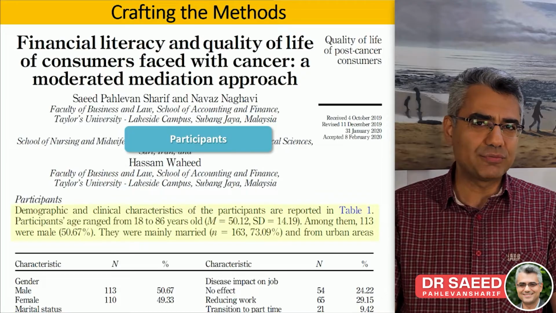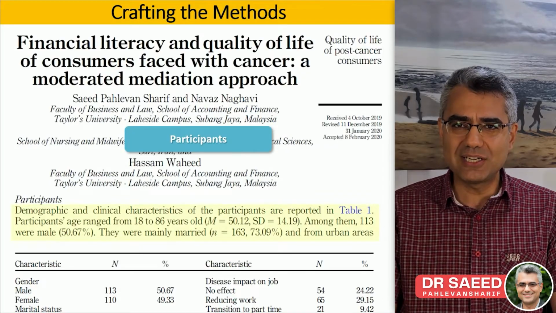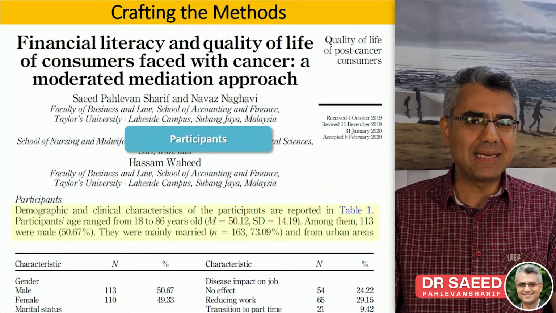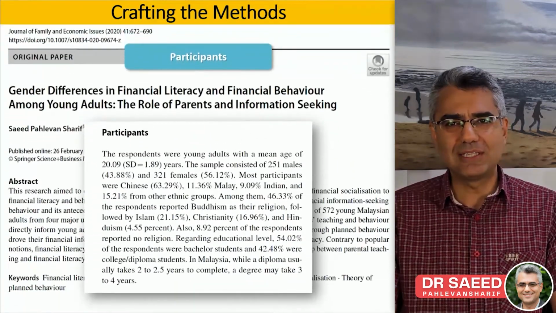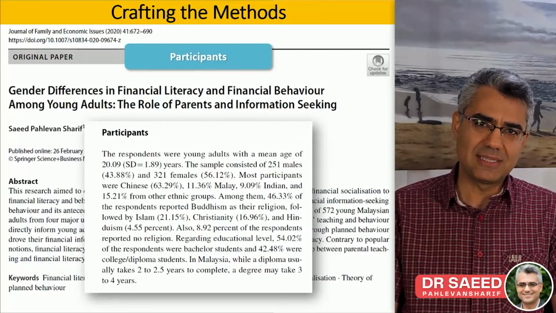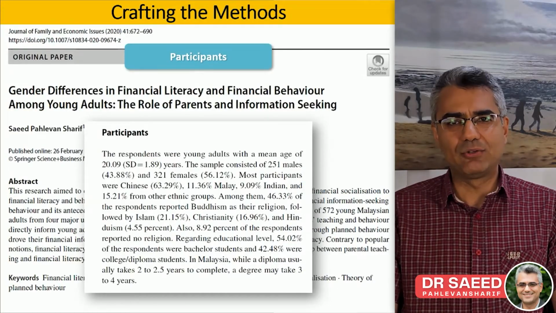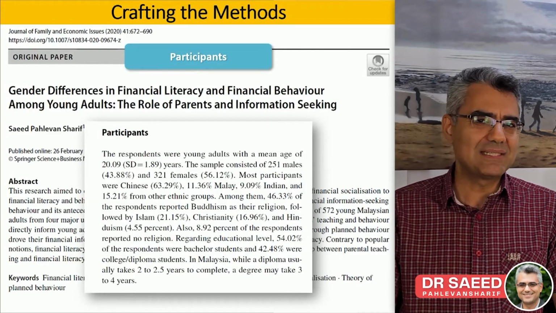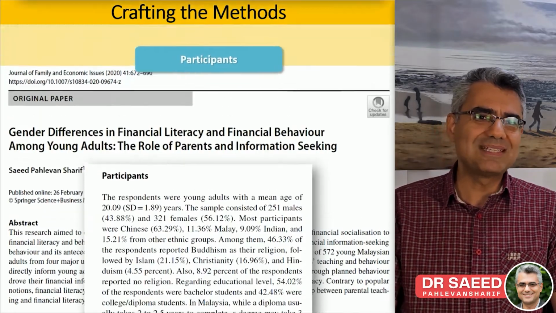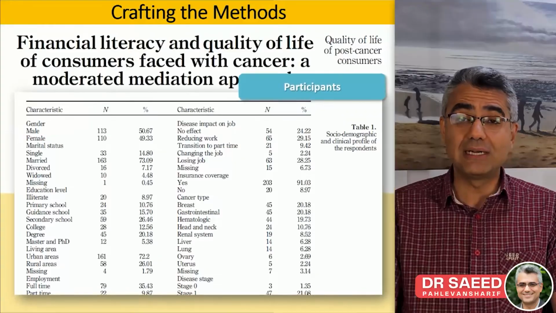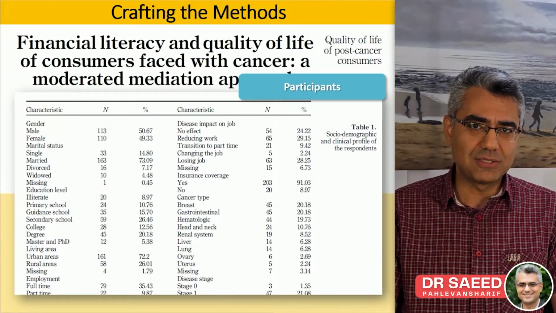Participants' age ranged from 18 to 86 years old. Then we reported the mean and standard deviation of age. Next, we have reported the frequency and percentage of males and marital status. And this is another example. You can provide a table to summarize the socio-demographic information as well. For example, see Table 1 in this paper published in International Journal of Bank Marketing.